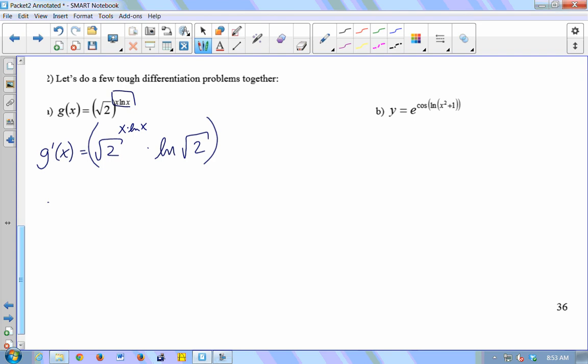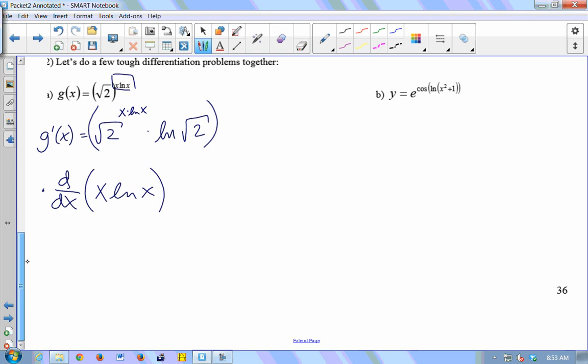But then you have to multiply by the derivative of the stuff. So now I have to multiply by the derivative of x times ln x. How am I going to go about that? Yeah, it's a product. And in fact, maybe I'm just going to write down times d dx of x ln x, just so that I keep track of what I'm doing. So this was a chain rule problem, square root 2 to some stuff. So the derivative is square root 2 to that stuff times the ln of square root 2 times the derivative of the stuff, x ln x.